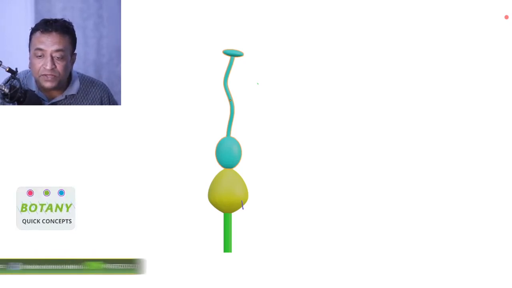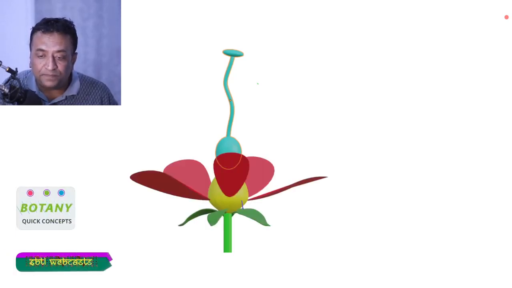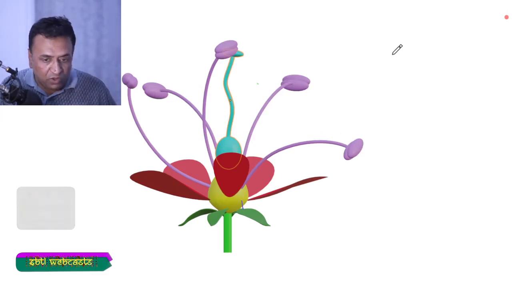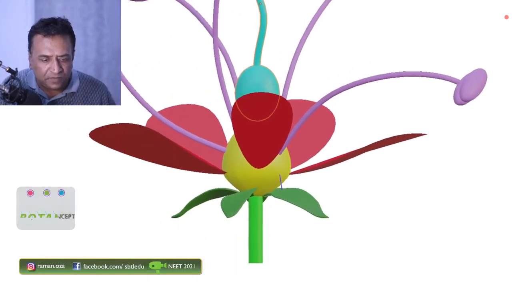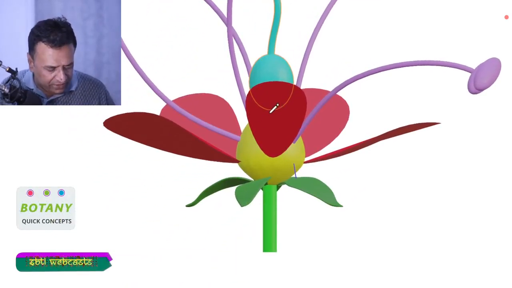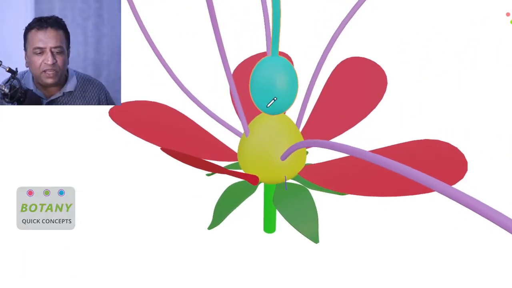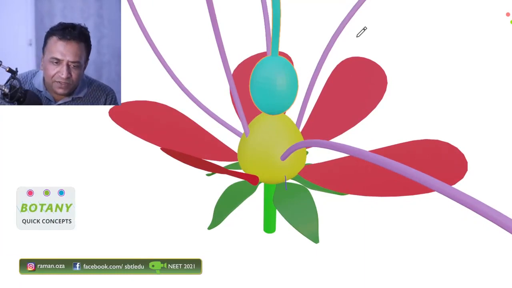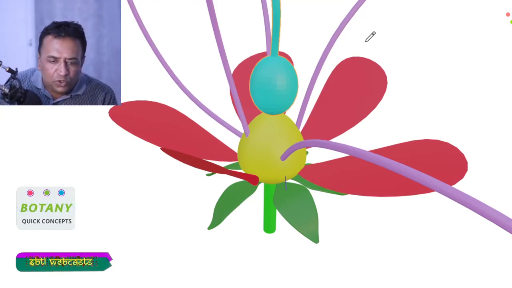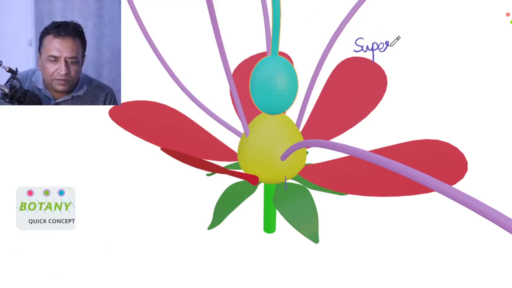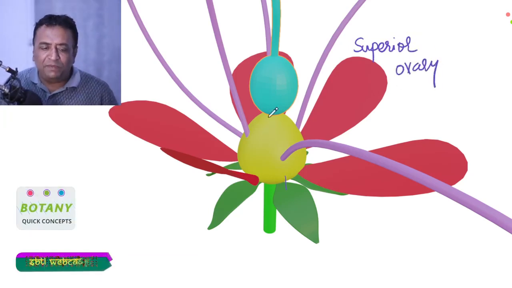Say, here is the calyx, the corolla, and here's the androecium. If you have a closer look at this flower, you will note that here the ovary is present at the top of the thalamus. Means it is a superior ovary. And what happened because of that?